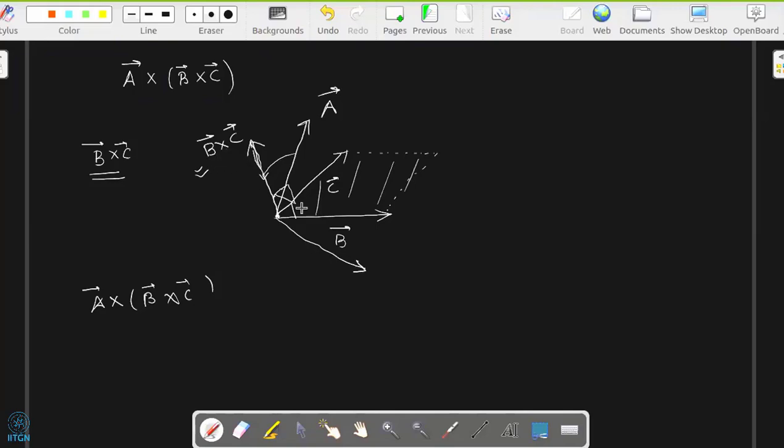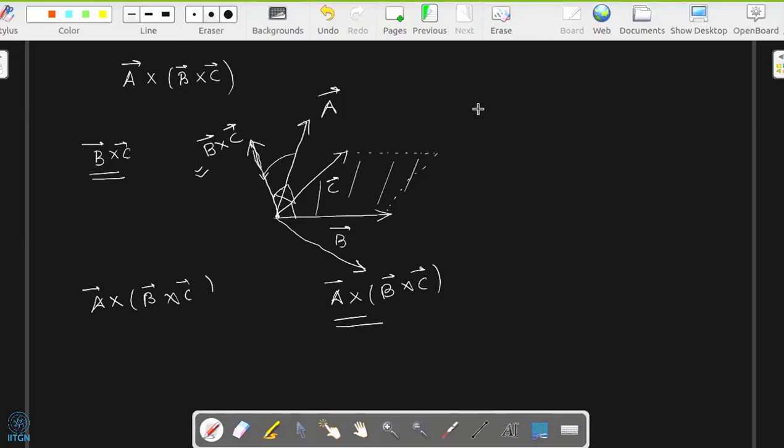So finally, it will lie in the plane formed by vectors B and C. It is not necessary that it will be along B or along C. Depending on the magnitude, you will have some value assigned to it, but it will lie in the plane formed by vector B and vector C. This is the physical or geometrical interpretation of this quantity. Is it clear? Yes, sir, it is clear.